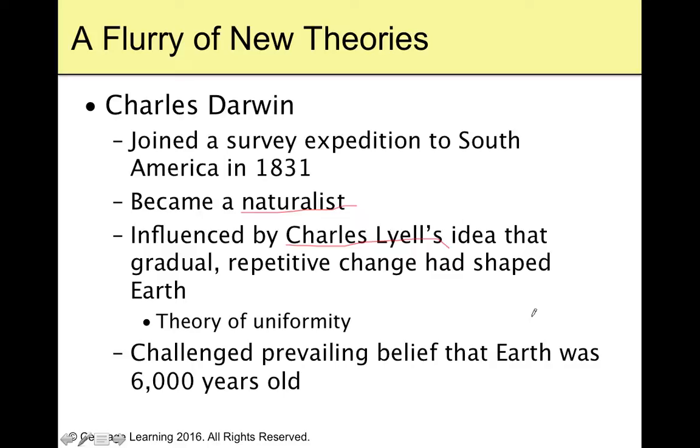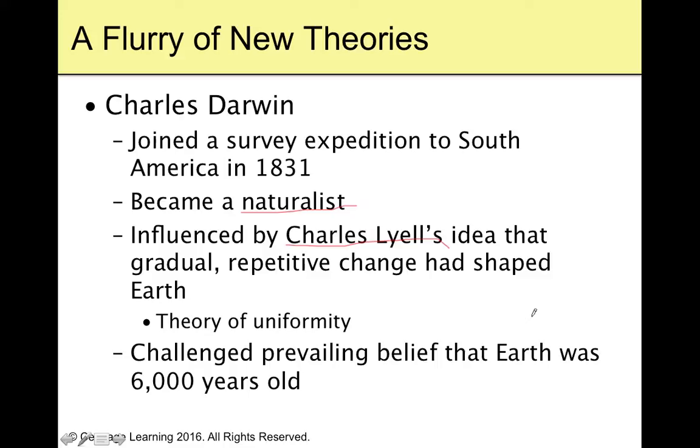not about animals, not about evolution. Charles Lyell looked at geology, and he had this idea that the theory of uniformity, these gradual repetitive changes, had shaped the earth, that the earth might be older than 6,000 years old, which if you take a strict biblical timeline, you're going to get a pretty young planet.